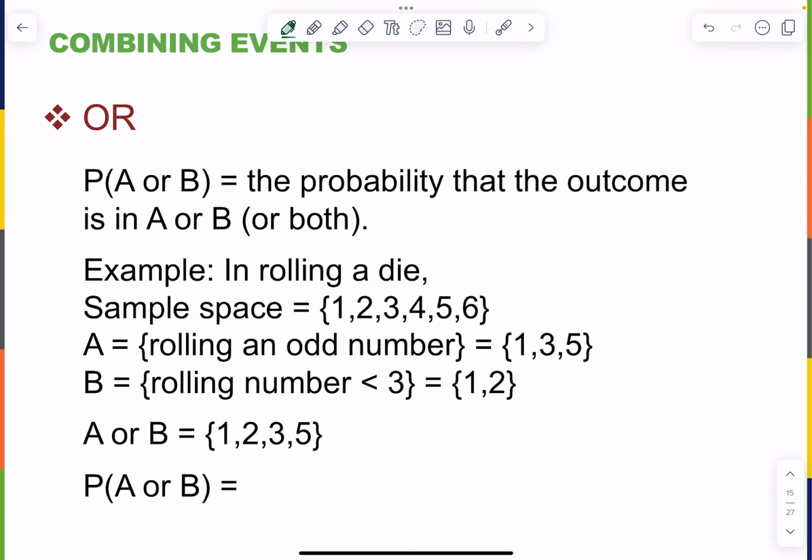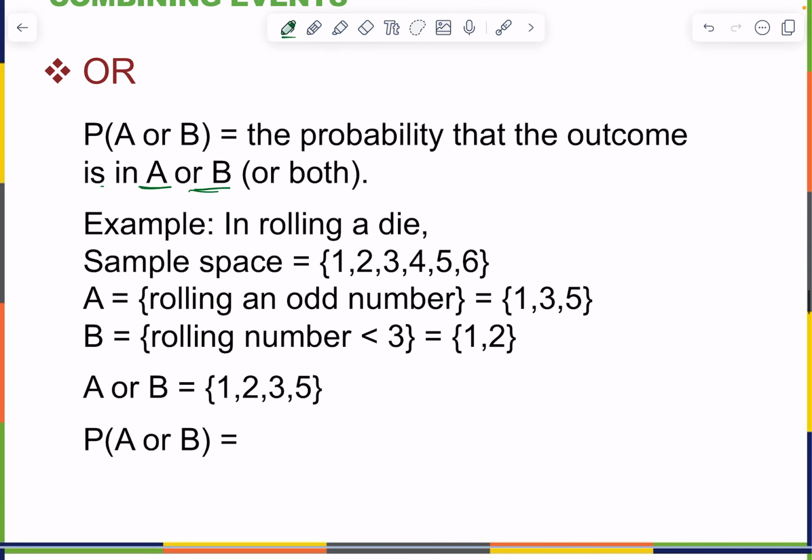So events can be combined to make new events. OR is a way to do that. OR means that the outcome is in A or B or both. So the probability of A or B is the probability that it's in A or B or both. Here's an example. Let's say I'm rolling a 6-sided die. My sample space is 1 through 6. My event A, I'm going to define as rolling an odd number, so that's going to be 1, 3, or 5. My event B is going to be rolling a number that's strictly less than 3, and so that includes 1 and 2.